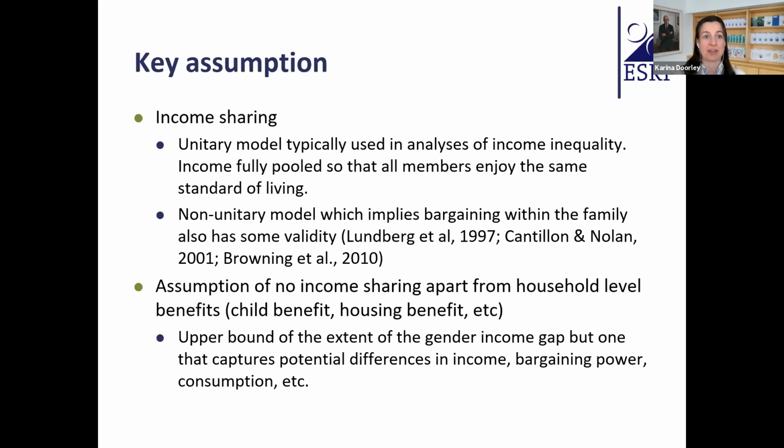So this is obviously a massive simplification because most couples share most of their income between them. But we think it's the important margin to look at in this work because it's an upper bound of the extent of the potential gender income gap. And it captures differences not only in income, but in bargaining power and consumption and so on. Because we know that who receives the income does influence how it is spent. So we've produced results for an income sharing assumption as well, but those are available in the paper. But we really think this is the important set of results to look at. If we assume that members of a couple don't share their income between them, so we set aside inter-household reallocation, what is the tax benefit system then doing with intra-household reallocation?